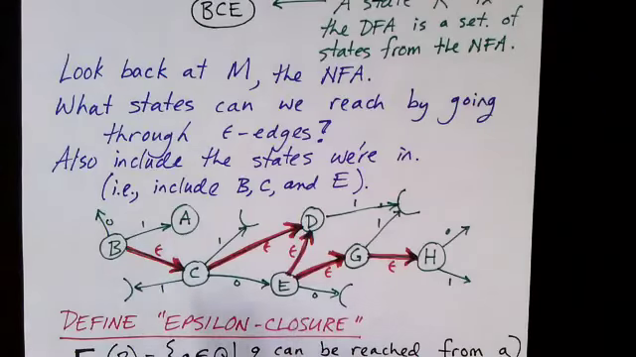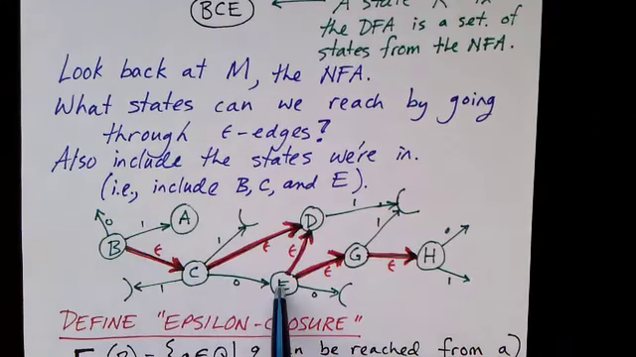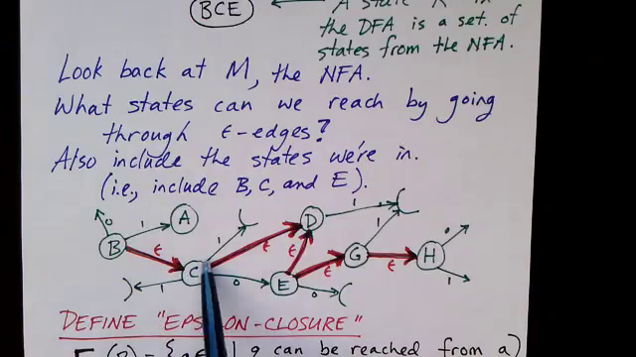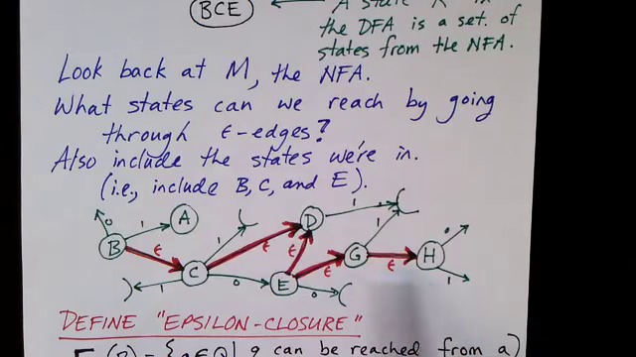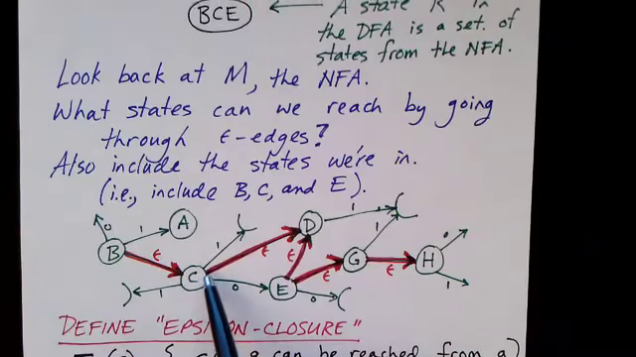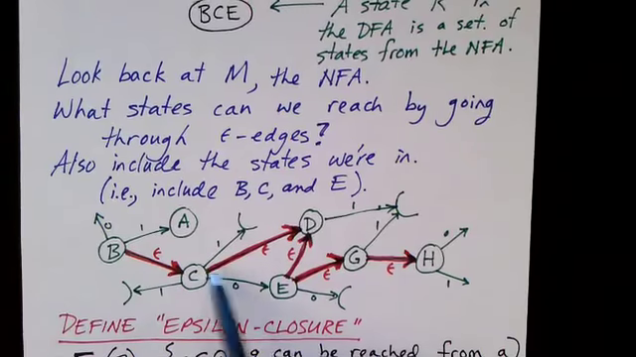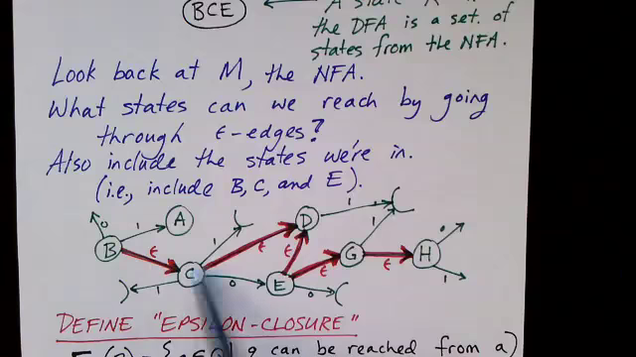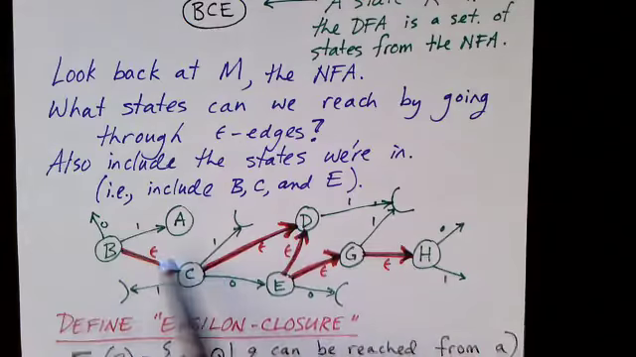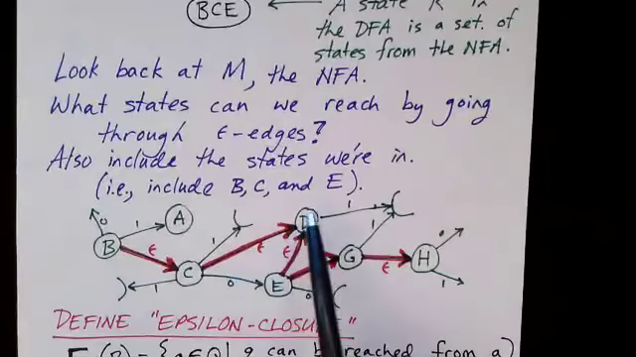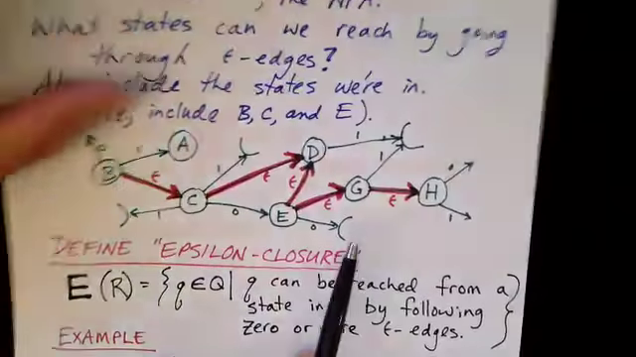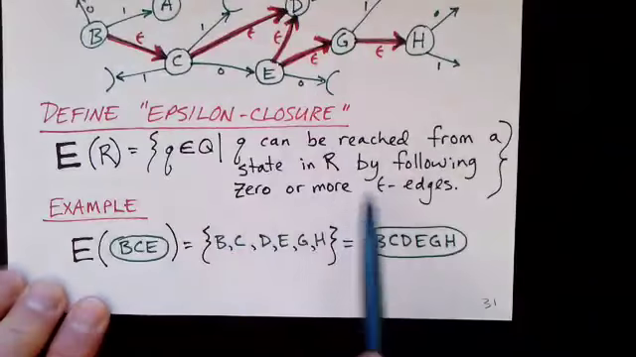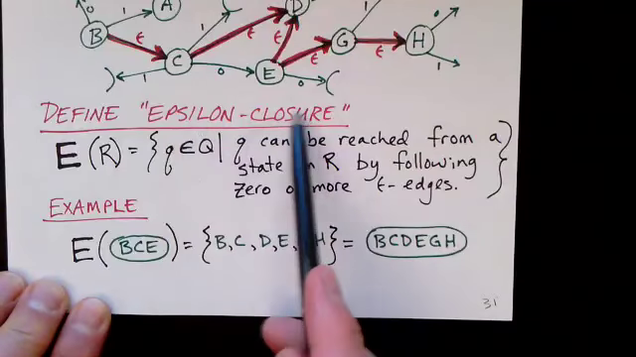So maybe this is what our non-deterministic machine looks like. And so we're in state B, C, or E, but we've got some epsilon edges. I mean, we could also get to D, or G, or even H. And from B we could get to C, but we're already in C. So what states can we reach with just following epsilon edges? And so if we're in state B, C, and E, we should also be in D, G, and H. So what we're going to do is define a new function to handle this called epsilon closure.